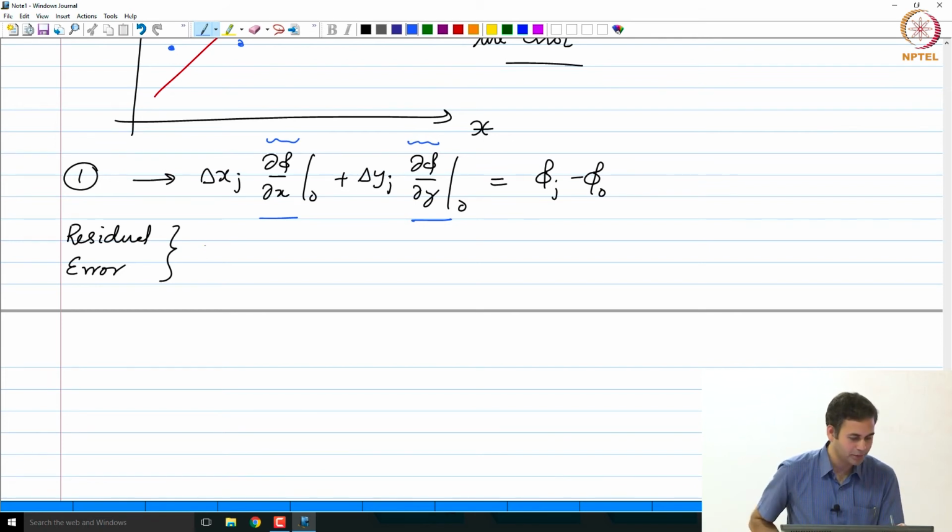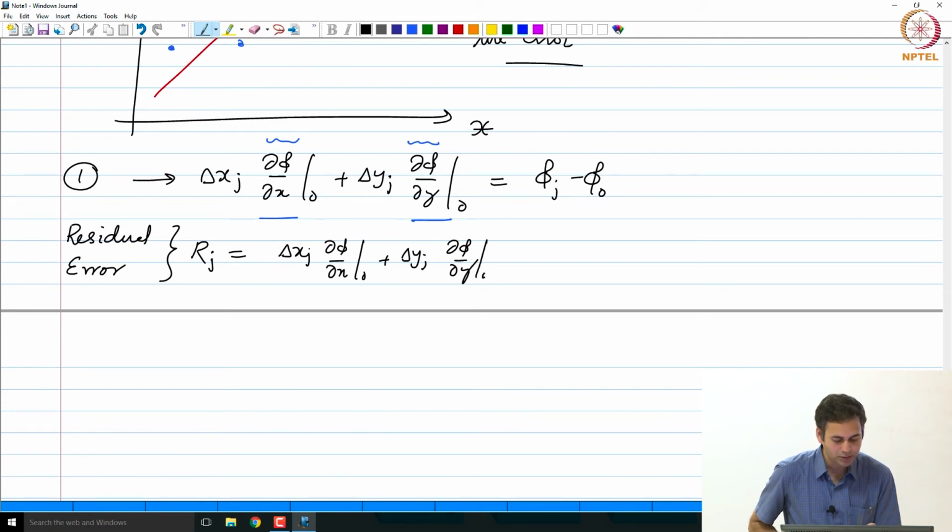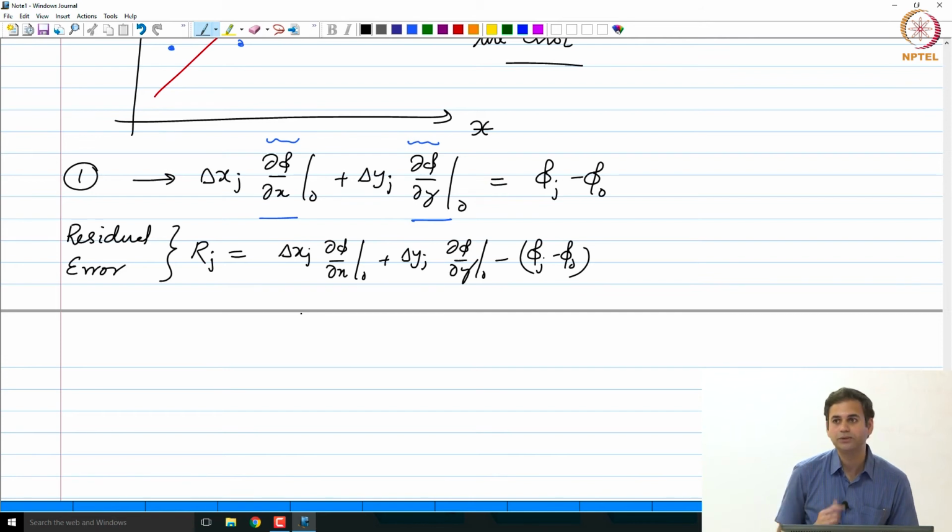So, I would like to call it some residual R j. R j is basically I bring the right hand side to the left hand side. So, this will be delta x j partial phi partial x 0 plus delta y j partial phi partial y 0 minus phi j minus phi 0 is my residual, right. If I use two equations and calculate these gradients, this residual would be 0 for those two cells, but that is not what we are trying to do. We are trying to calculate the gradients such that this R j is minimized in a least square sense.